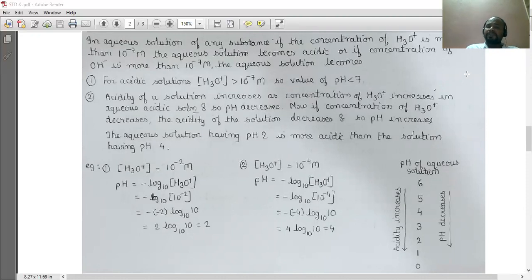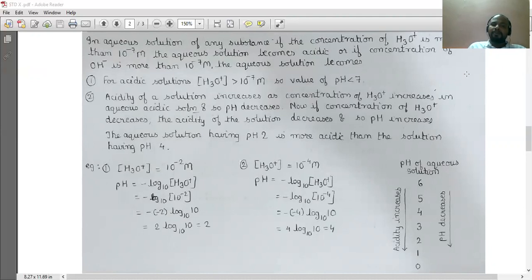Now, if the concentration of hydronium ion decreases, the acidity of a solution decreases. So pH increases. It is totally the opposite of the first case, in which acidity of a solution increases as the concentration of hydronium ion increases in an acidic solution, so pH decreases. Whereas in the second instance, the concentration of hydronium ion decreases, so acidity of the solution decreases, but pH increases. The aqueous solution having pH 2 is more acidic than the solution having pH 4.